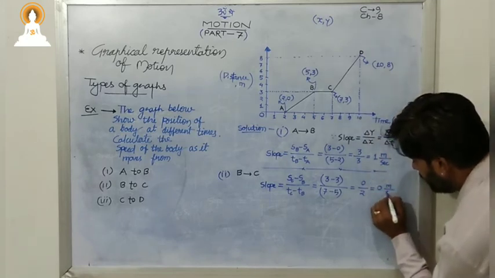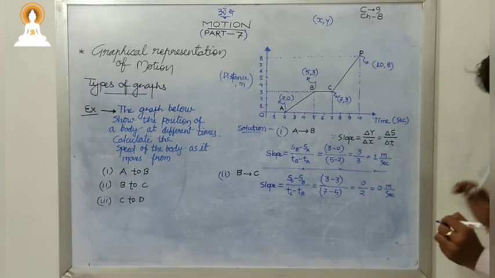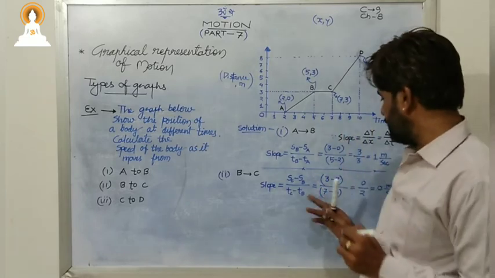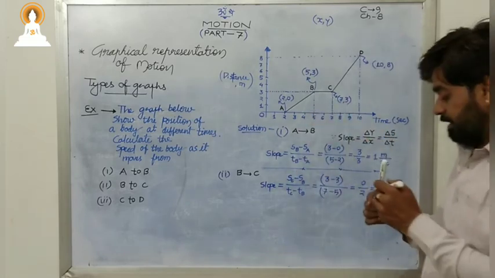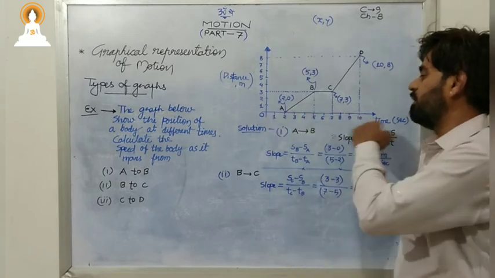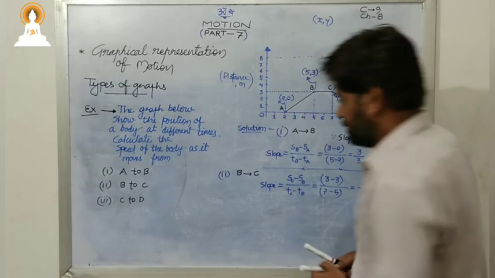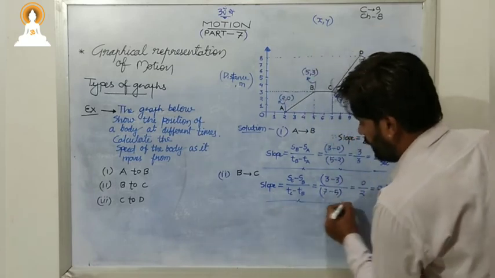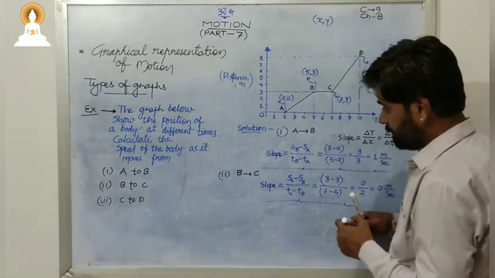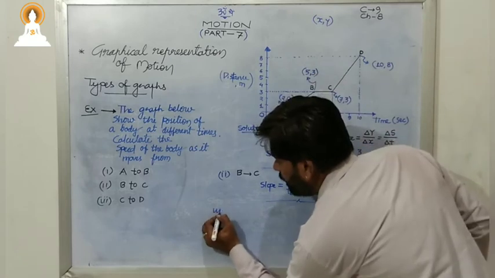So 0 meter per second. You may recall from the previous lecture that when the line is horizontal, parallel to the x axis, then the slope will be 0. So here the slope is 0.